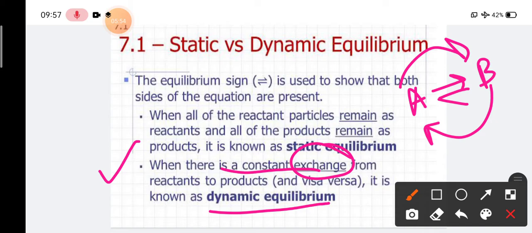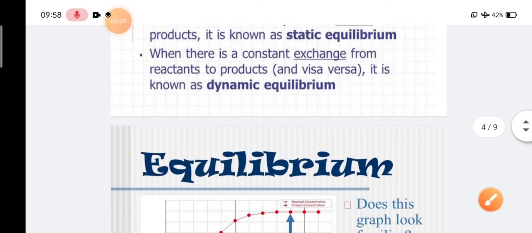Remember, in the case of dynamic equilibrium, the interconversion of product and reactant is occurring, but in the case of static equilibrium, the interconversion of reactants to product is prohibited. Okay, so this is the basic difference between static and dynamic equilibrium.